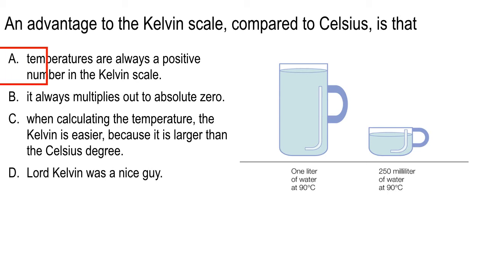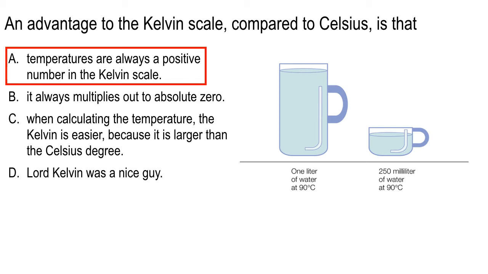Here's the distribution. Now, the correct answer is A, but a bunch of you chose B and C. Let's go over that. B is not correct because multiplying out to absolute zero is not really what you do. Most of the time with temperatures, you're taking a delta T, a change in the temperature. And for us, that's important.